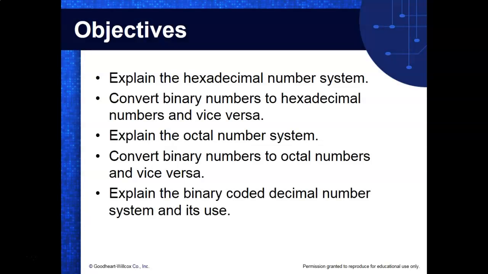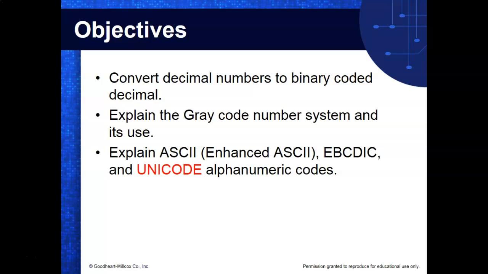Explain the hexadecimal number system, convert binary to hexadecimal numbers, and vice versa. Explain the octal number system, convert binary numbers to octal, and vice versa. Explain the binary coded decimal number system and its use. Convert decimal numbers to binary code. Explain the gray code number system and its use. Explain ASCII, which is American Standard Code for Information Interchange. EBCDIC, which hasn't been around for decades. Unicode, we'll show y'all this. This is not currently used by PLCs, but it's used by everything that's on the internet. And also Microsoft Office uses Unicode.